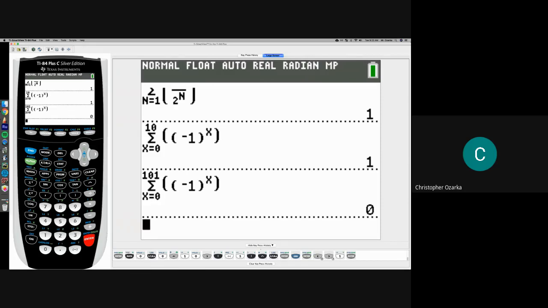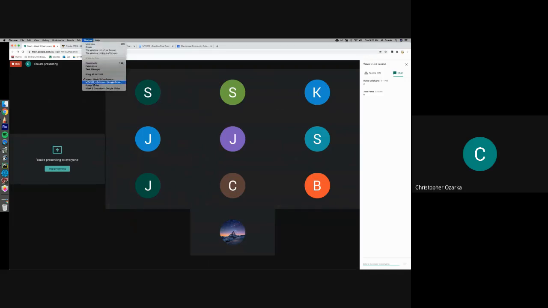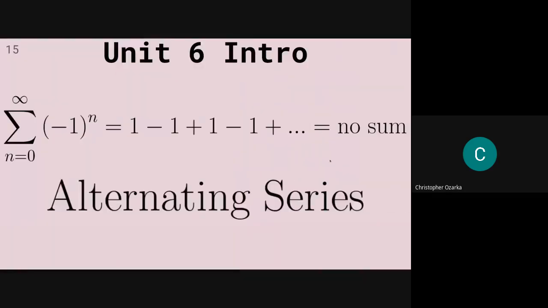You can't have two answers like that. So since you can't have two answers, you just say no sum on that. You're never going to get a problem like this anyway. I just wanted to show you that. Again, this is the alternating series.